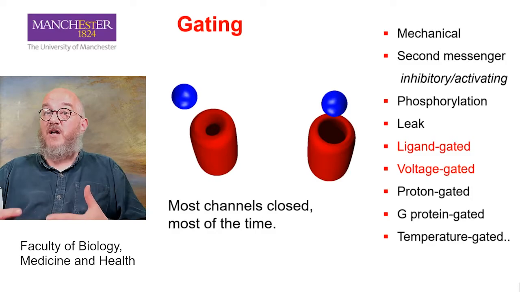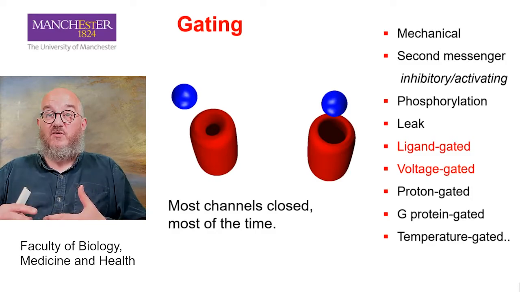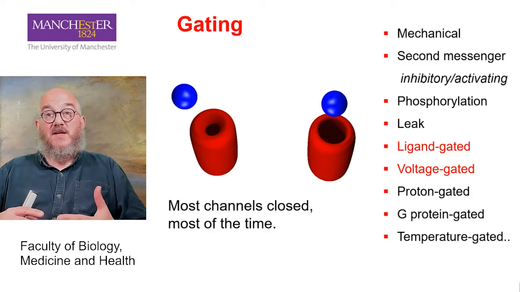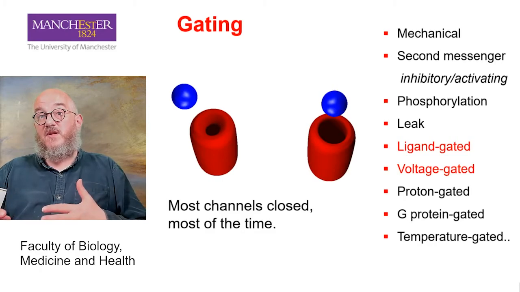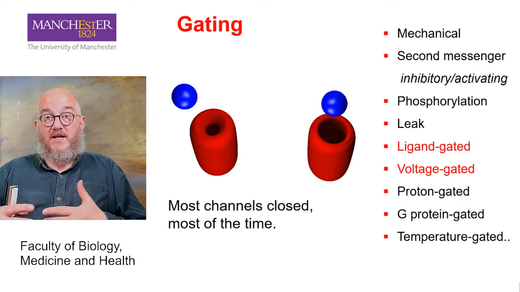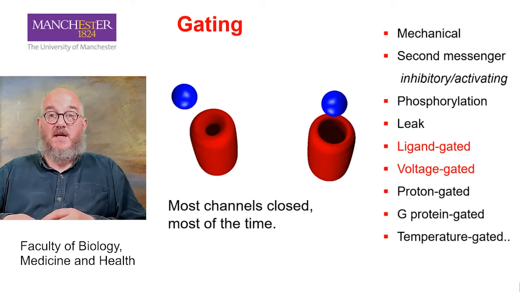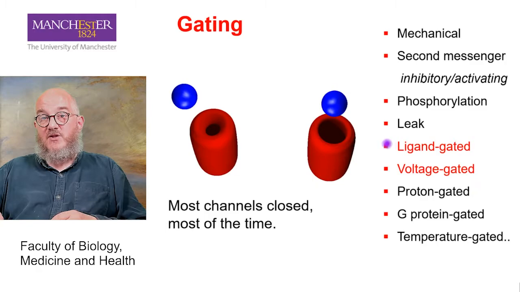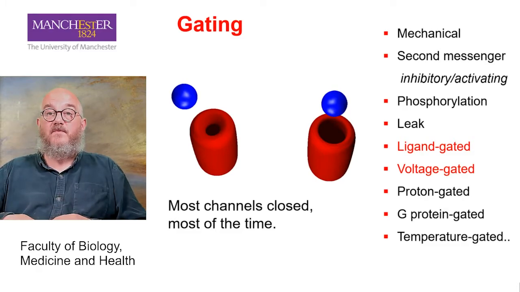Mechanical, some ion channels will respond to pressure on the cell. Second messenger, we'll meet that in later segments, but second messengers generated inside the cell can open or close ion channels. Some channels have to be phosphorylated by kinase enzymes before they'll open. Some, these leak channels, well, they disobey this rule down here. Leak channels are open most of the time. So what we do with their gating is to close them.